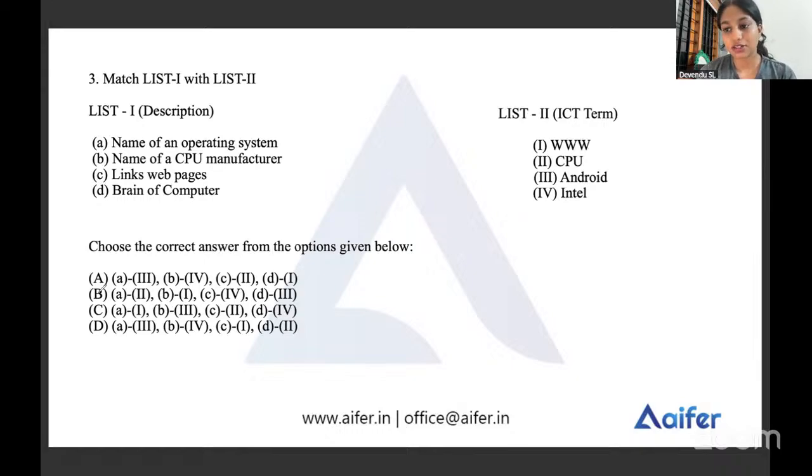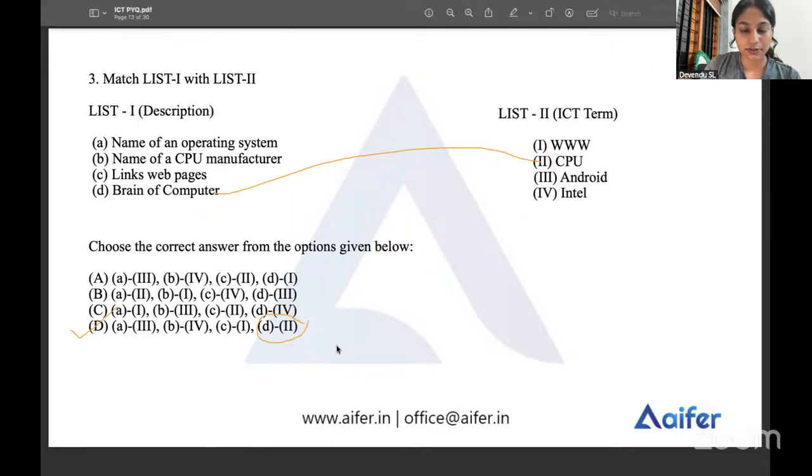In the basic class also we know what CPU is, central processing unit, right? It's a common thing, right? CPU is called the brain of the computer. So we can say that CPU is the brain of the computer. So D is connected with option 2. Here we have only one option with D as 2. So we can say that D is the correct answer.